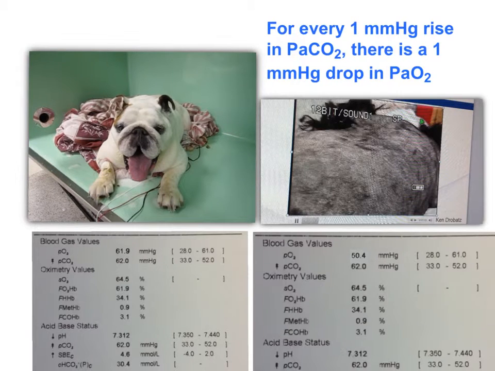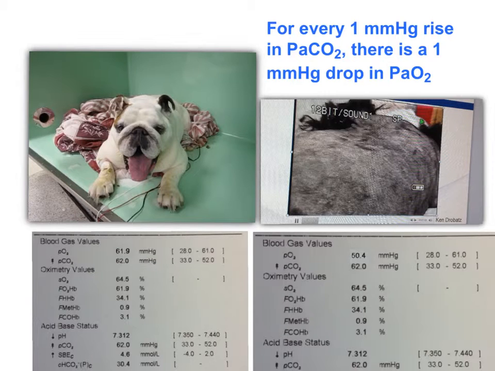So this dog has a marked inspiratory dyspnea. That sound that you're hearing is called stridor. And this is the blood gas. The PaO2 is 61.9, so markedly decreased, and the PaCO2 is 62, so increased. So this dog is by definition hypoventilating because the PaCO2 is above the normal range.